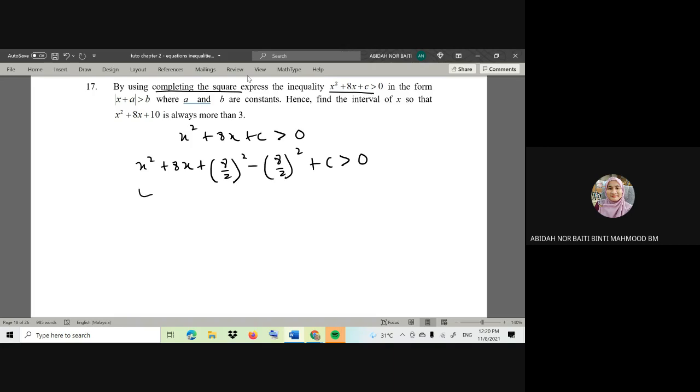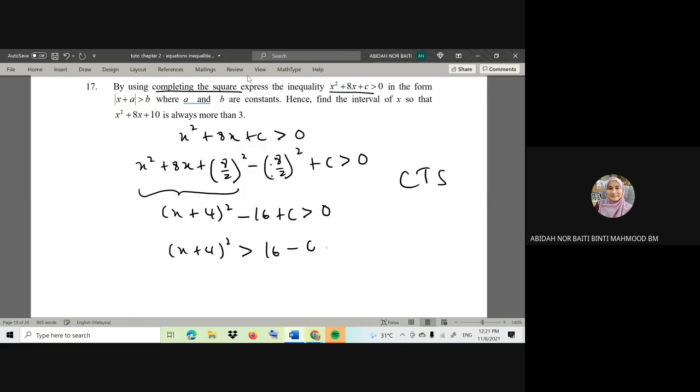Okay, and then first three terms we factorize. So x plus 8 over 2 is 4 ya. Minus 8 over 2 is 4. 4 squared is 16. 16 plus C greater 0. So we rearrange negative 16 plus C tu ya, kita pindah ke kanan. So dia jadi 16 minus C ya. 16 minus C. Okay, so kita dah buat lah ni by using completing the square. Inilah CTS kita.